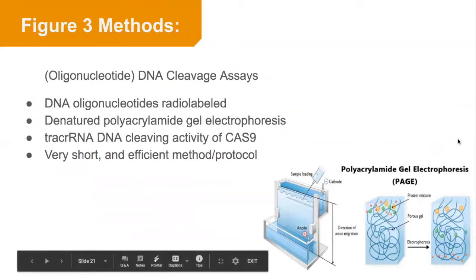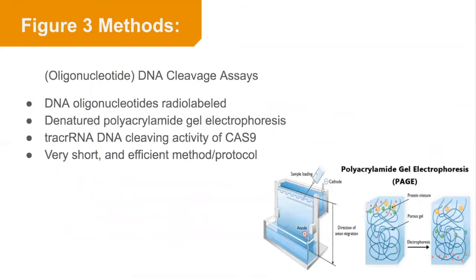So for methods, for all of the different subfigures in figure 3, they use oligonucleotide DNA cleavage assays. Basically this assay uses uniquely 3' radiolabeled DNA substrates and denaturing polyacrylamide gel electrophoresis to provide evidence for the tracer RNA DNA cleaving activity of Cas9. This assay allows comparison of the effectiveness of different sequences in efficient target cleavage. And a huge advantage of this assay protocol is that it's quite short and it can be completed in even a couple of days.